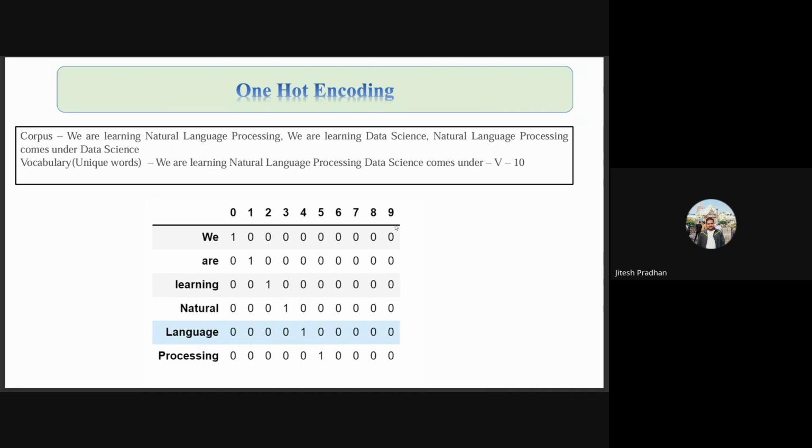So we will have these 10 positions. For the first word, we, we keep 1 in the first position, the rest will be 0. For are, it will be the second position. For learning, the third position. For natural, the fourth position. For language, the fifth. For processing, the sixth. For data, the seventh. For science, the eighth. Comes will be ninth, and under will be the 10th position. Okay, so in this way, we can write one-hot encoding.